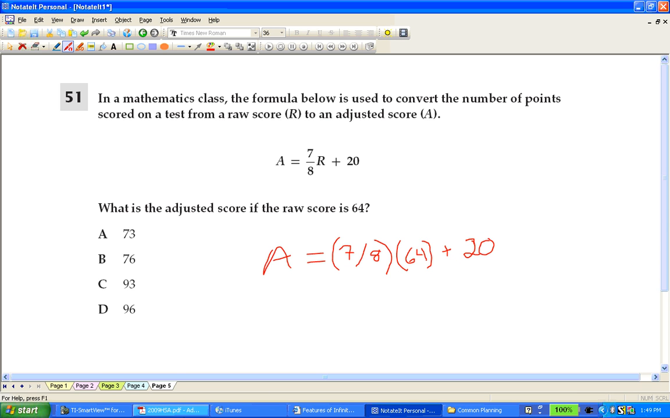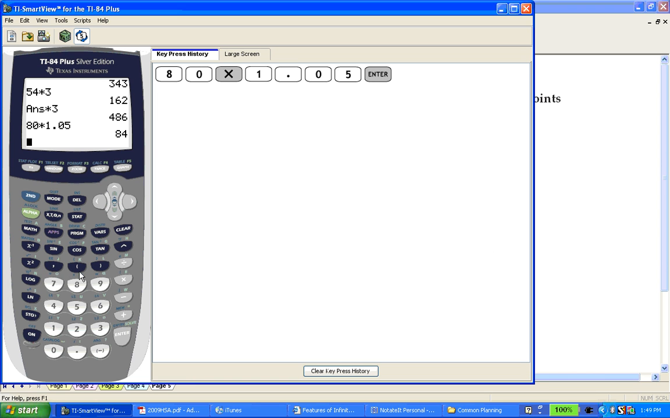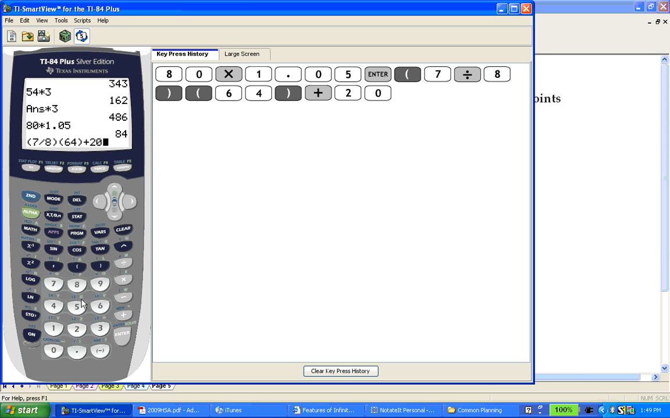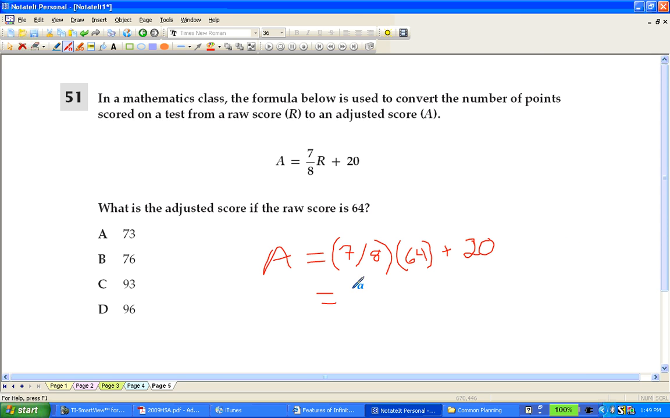Alright, so we'll go to the calculator. We have 7/8 times 64 plus 20. Notice I just type it like I wrote it on the page. That's all we need to do. The calculator can handle that representation. Alright, we find out that the adjusted score, or A, is 76.